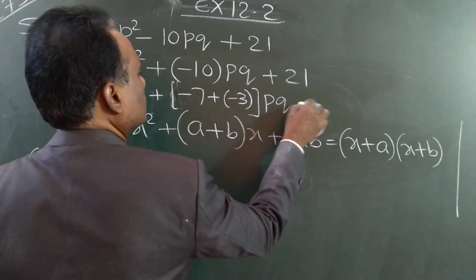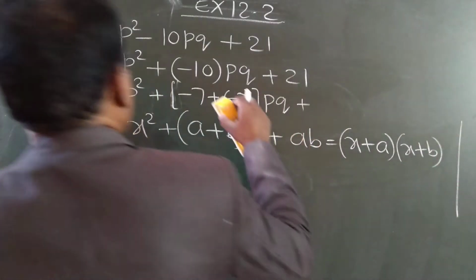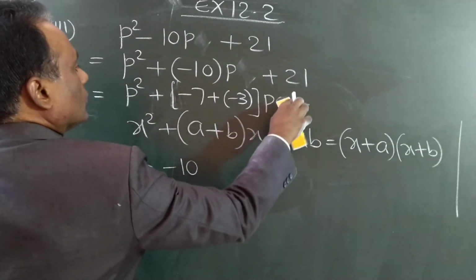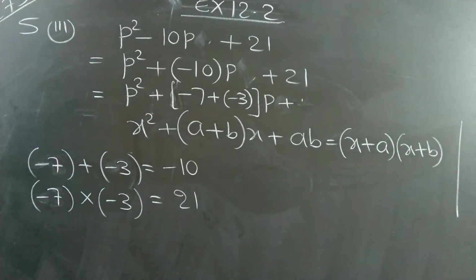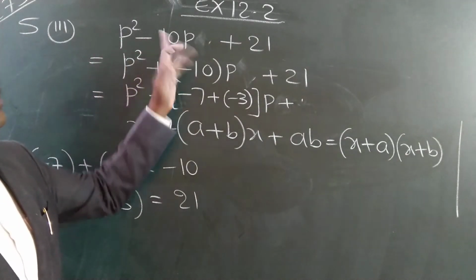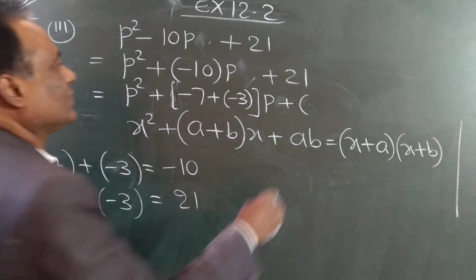Students, this is only P. It is not Q, it is P. Not PQ, it should be only P. If it is P square, this should be P. If it is Q square, this should be Q. That's all. Now 21 is written as minus 7 into minus 3.